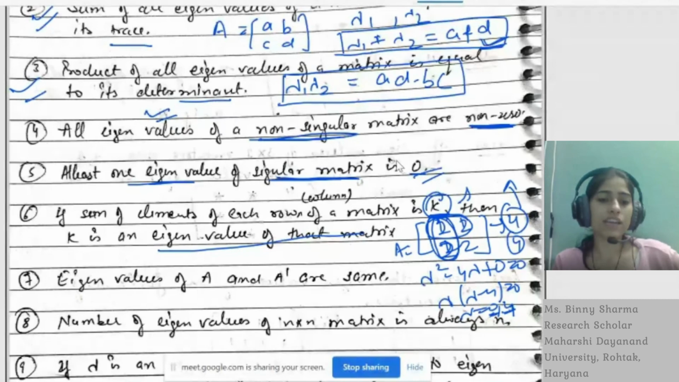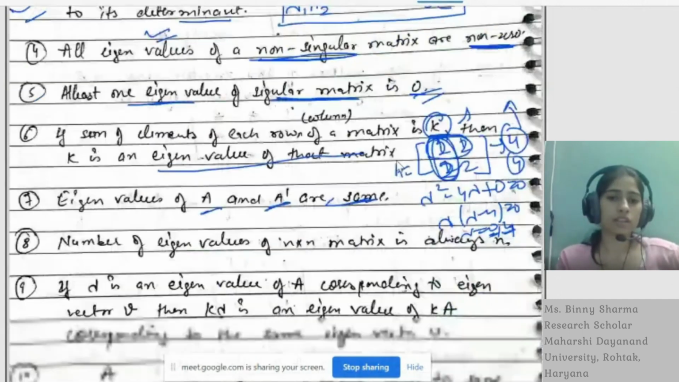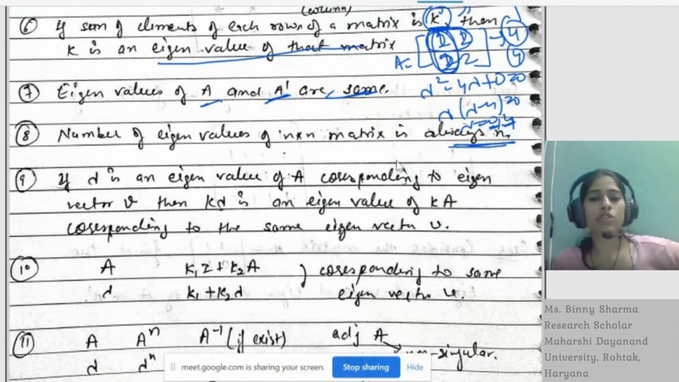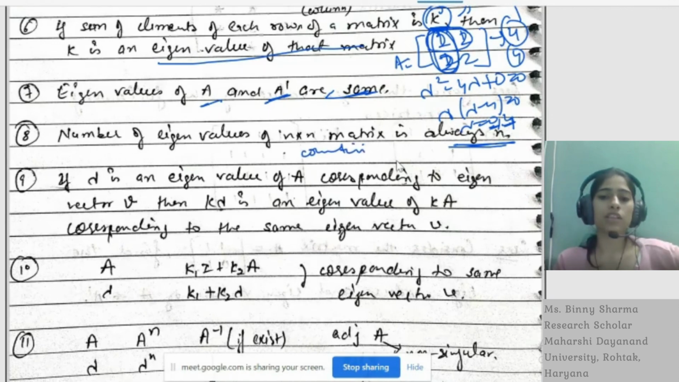The seventh result, eigenvalues of A and A transpose are the same. The number of eigenvalues of an n cross n matrix is always n. If we have an n cross n matrix, the number of eigenvalues should be n, but here counting multiplicity, it is not necessary that eigenvalues should be distinct.